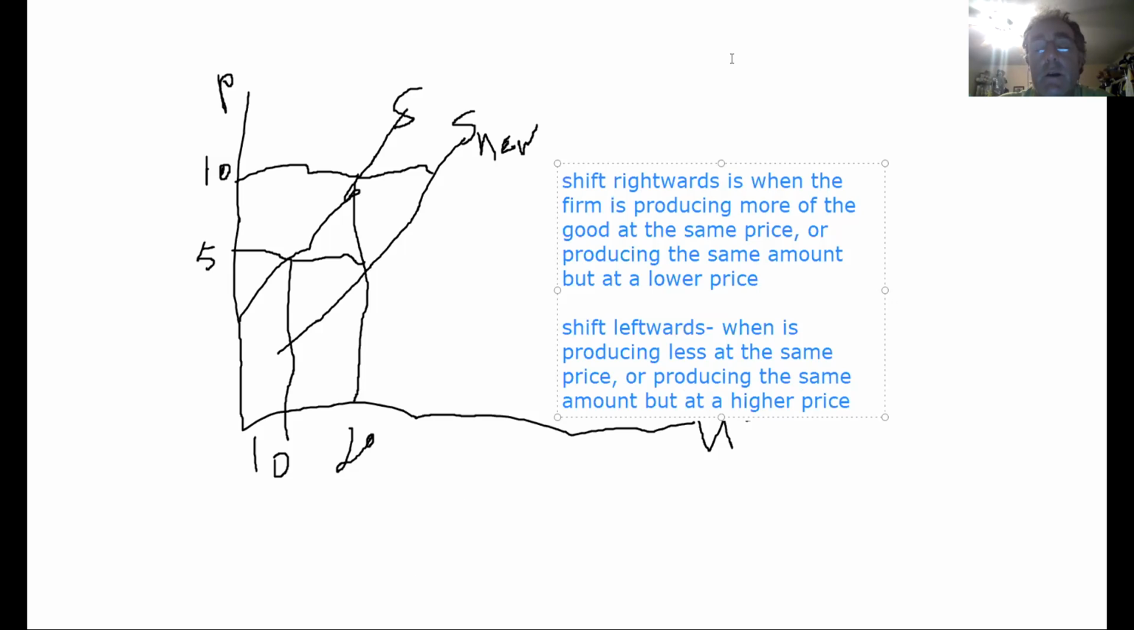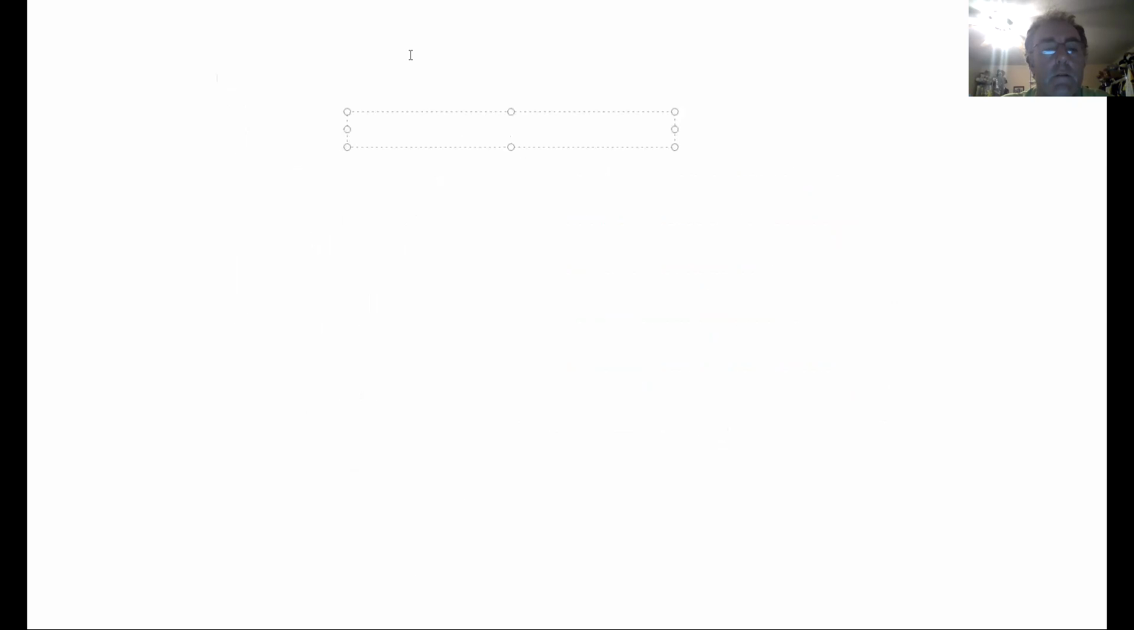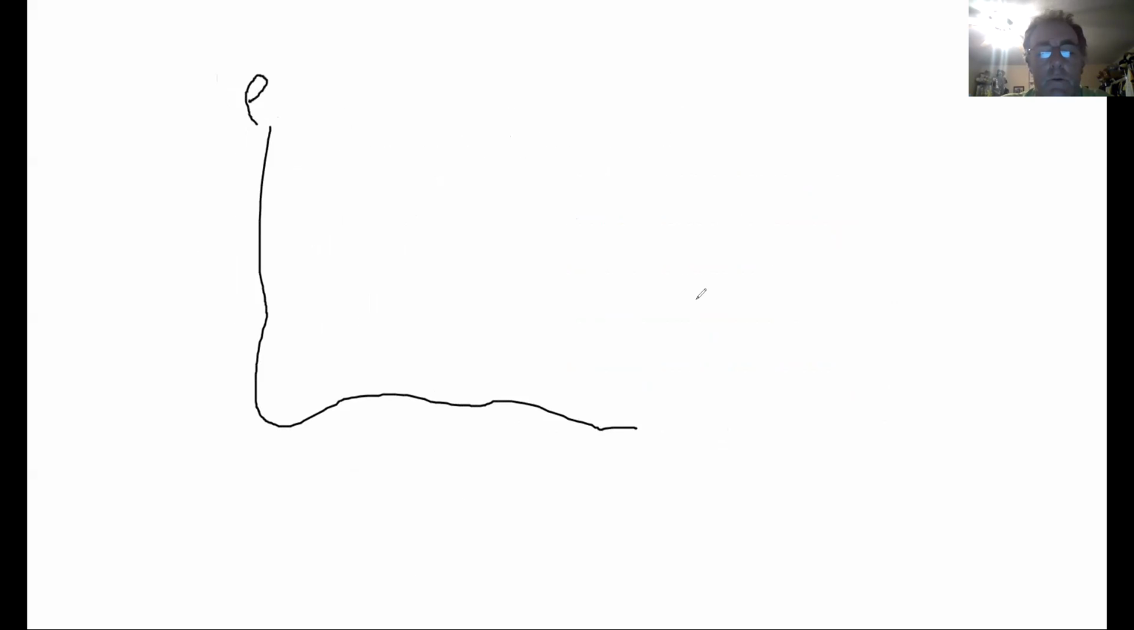I'm going to move on to the next graph and show you what a shift left is going to look like. So let's draw a shift left. We're going to draw a price and a quantity, with quantity supplied on the x-axis. Remember, on supply and demand graphs, the price of the good is always on the y-axis, and the quantity, the physical stuff, is always on the x. Then we draw our supply curve.